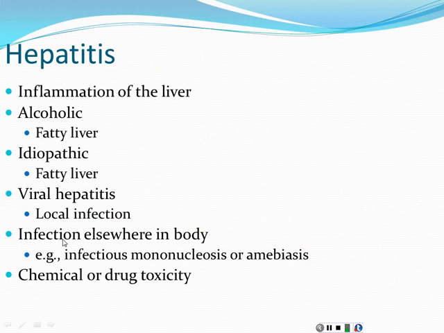And then infection in other parts of the body can also lead to a hepatitis, like mononucleosis. Usually the liver is involved and gets kind of swollen and tender. Or amoebiasis from amoeba ingested. And then there are lots of chemicals and drugs that will directly cause a hepatitis. Remember, the liver is the great detoxifier of the body. So toxins have a tendency to hit the liver hardest because that's where they're being dealt with.